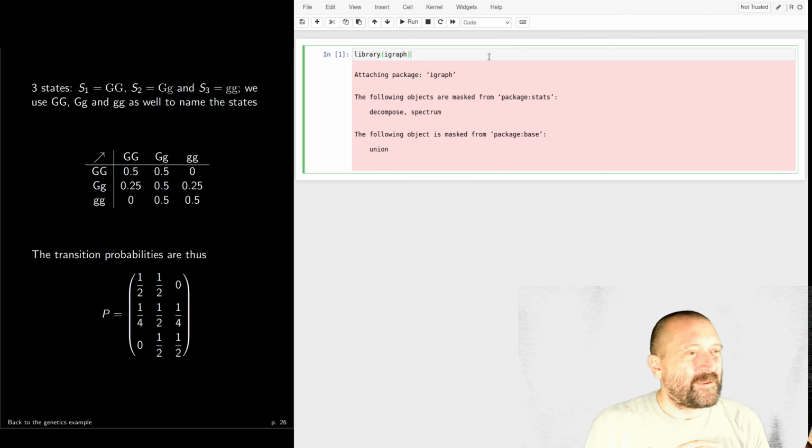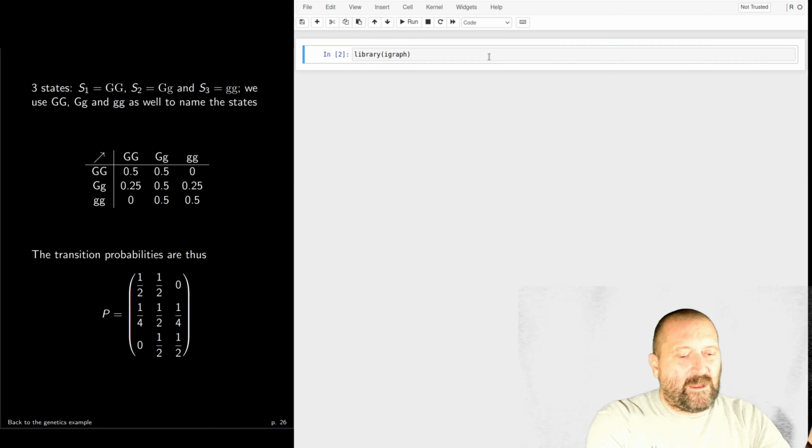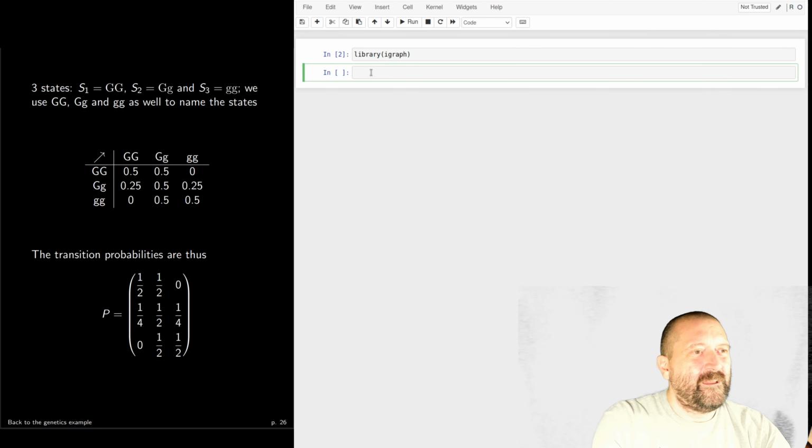Okay, so what I want to do is develop things in front of you to show you that what we're doing is not very complicated. So I'm going to include the library iGraph because it's going to be useful. And the first thing I'm going to do, when I go to the next line, is enter this matrix that we have here.